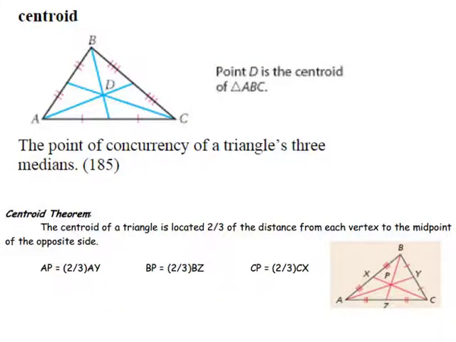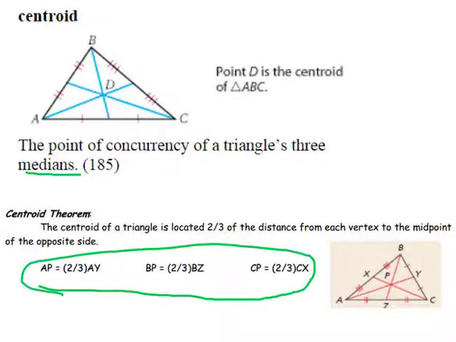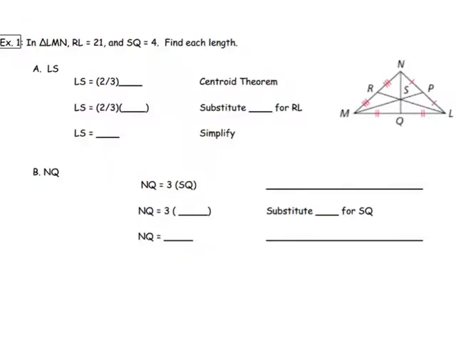Okay, so this is the centroid. This is the tricky one. It is the point of concurrency for three medians: centroid, medians. The centroid is very special because for a median like B to Z, if that is, let's say, 12, BP is 2/3 of that, so that would be 8. And then PZ would be 1/3, which is 4, if the whole thing is 12. So let's go ahead and try that out in an example.